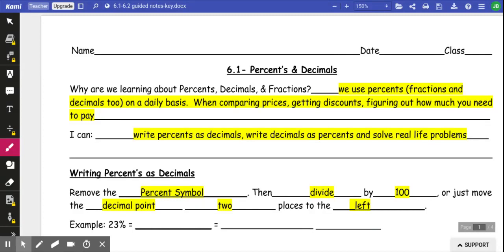Our I can statement: I can write percents as decimals, write decimals as percents, and solve real life problems.